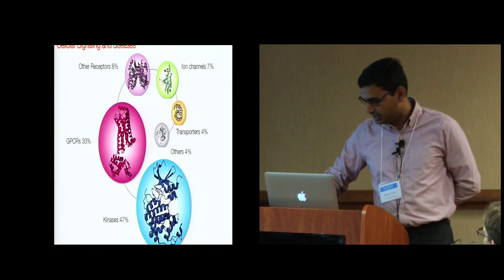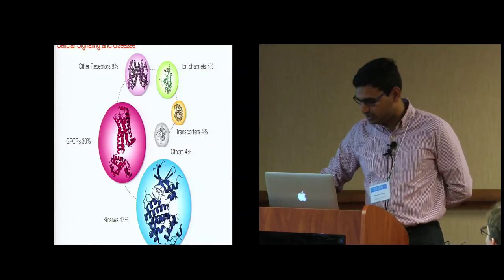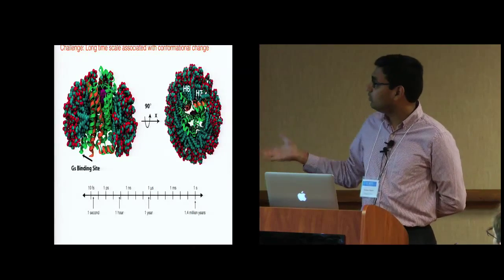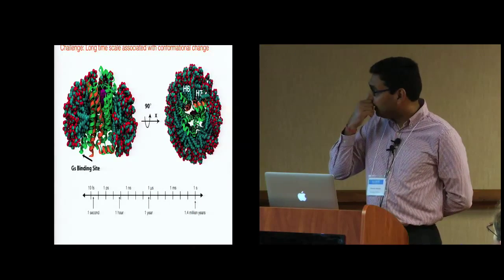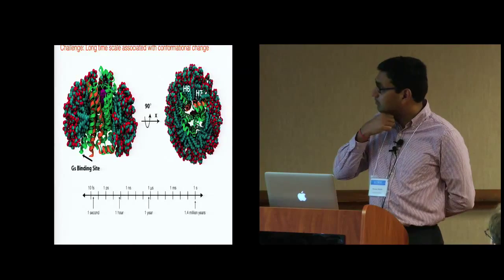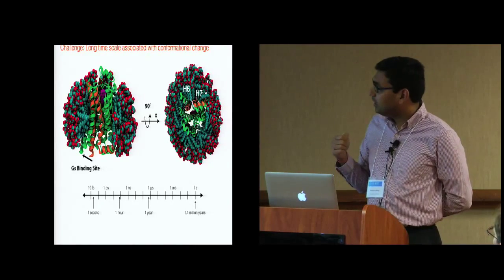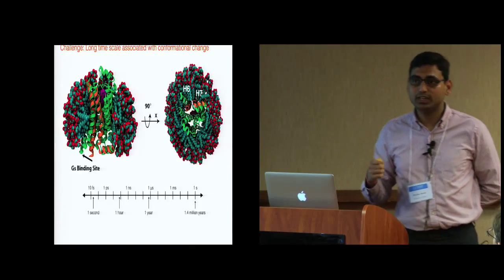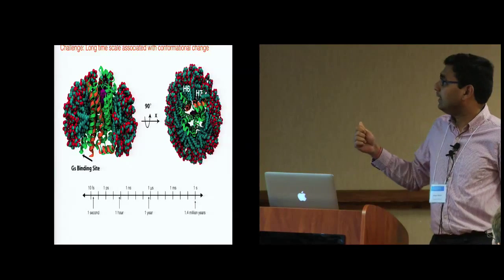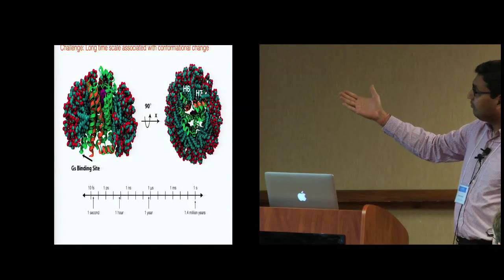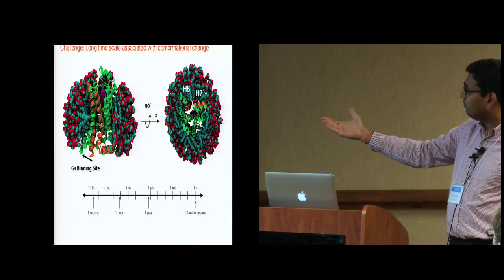This is a problem that's ripe for computational investigation, and there are a lot of groups working on such problems. What I'm showing you here are crystal structures of G-Protein Coupled receptors that were crystallized a few years ago. The green one is an active form, the orange one is an inactive form.